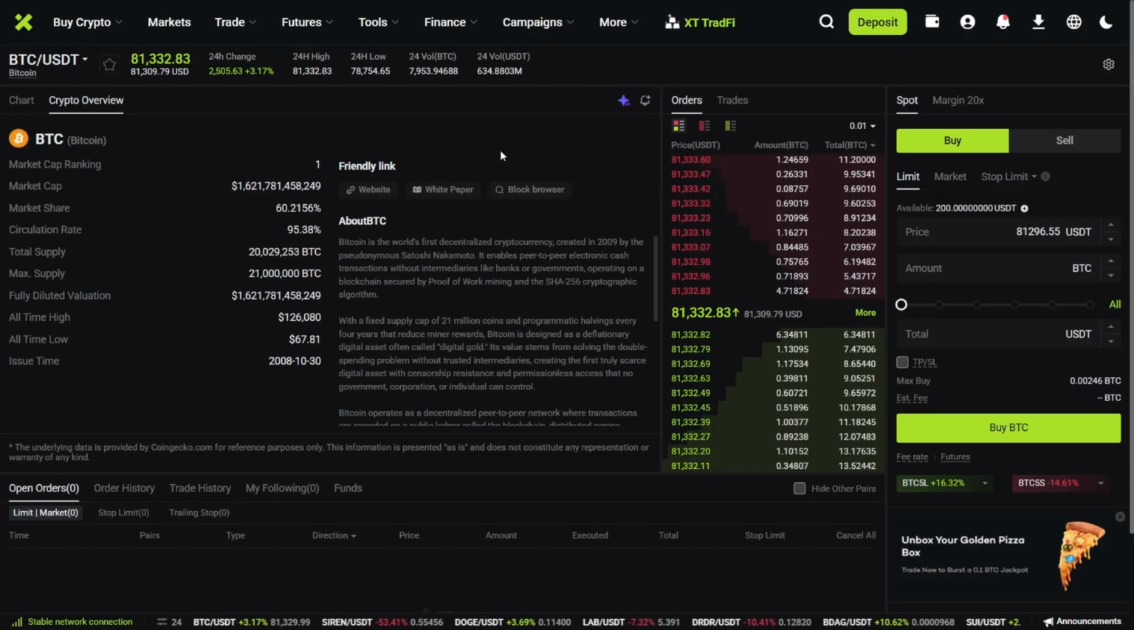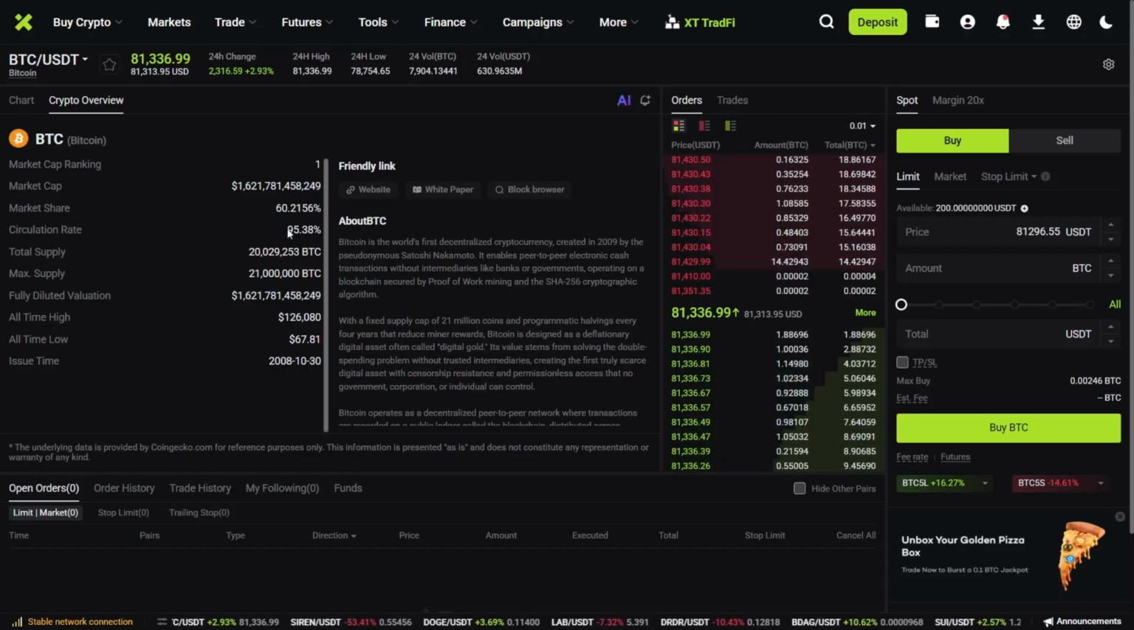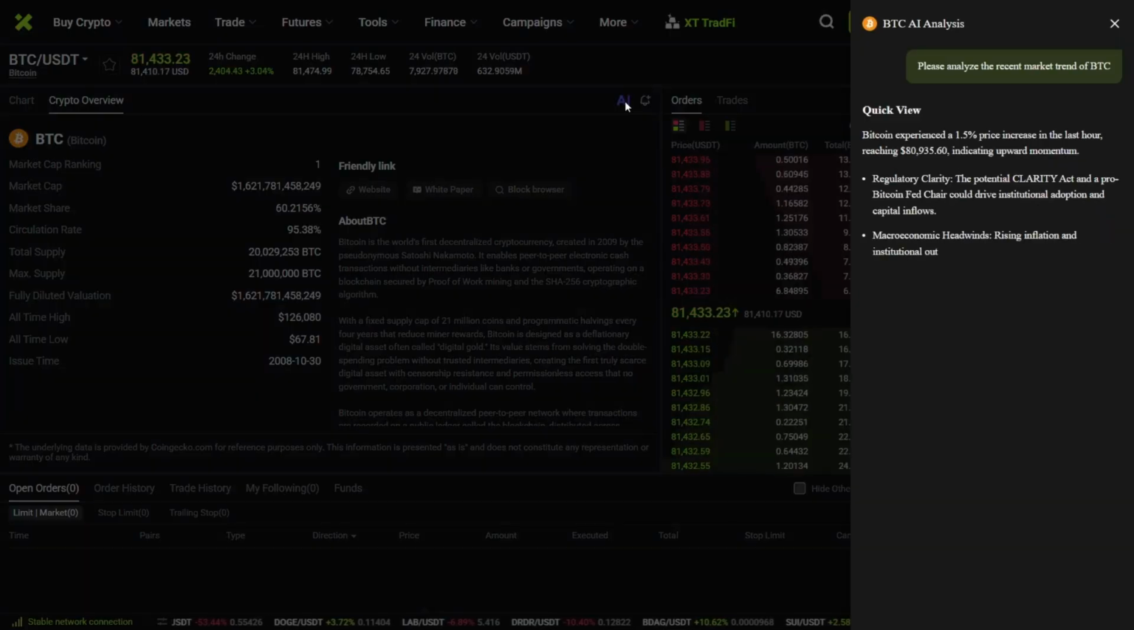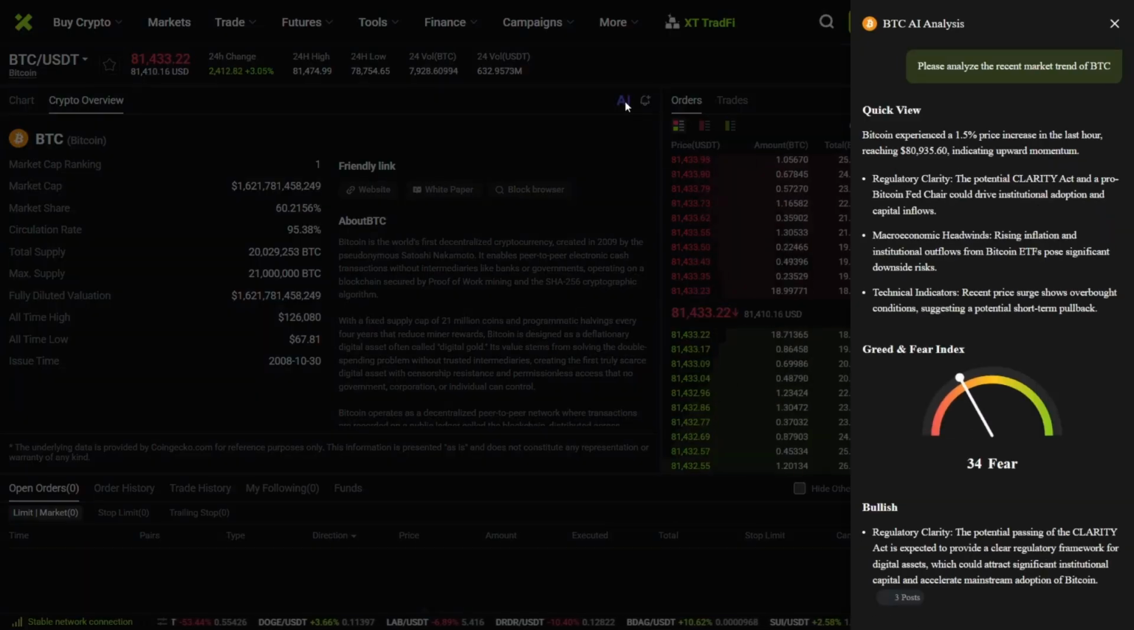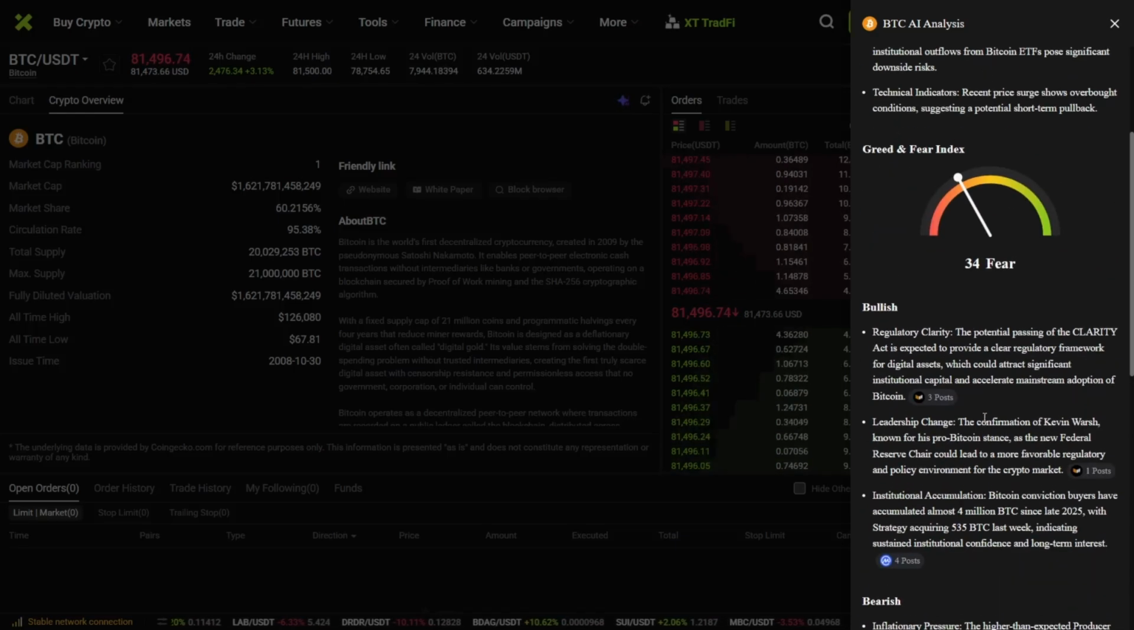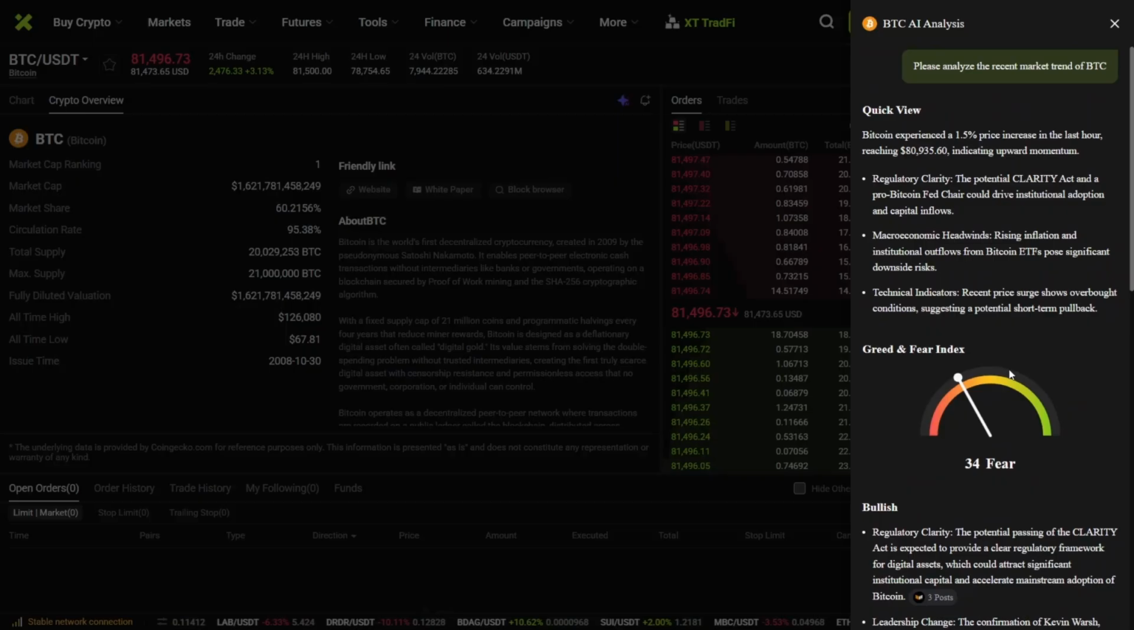This is where you can see information about the token you are trading, like its market cap, total supply, and all-time high. If you want even more information about your token, you can click on this AI button, and it will generate you a nice report on the recent market trend. It'll tell you things like sentiment, price momentum, the greed and fear index, and a nice little quick overview.